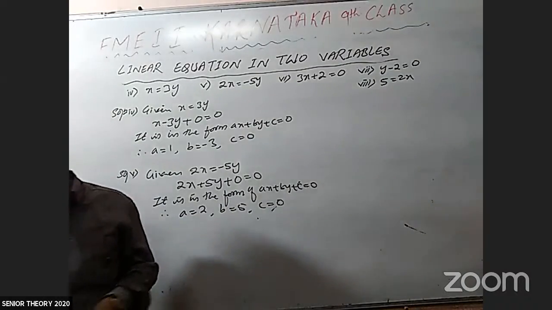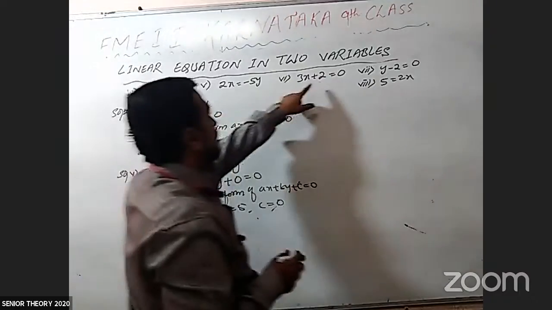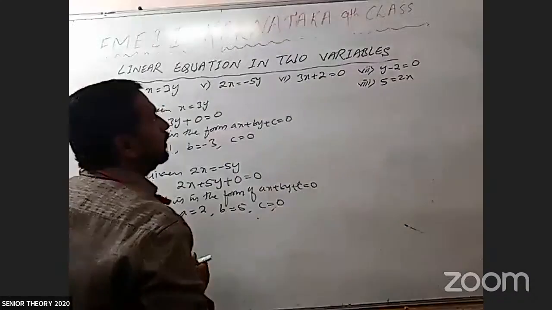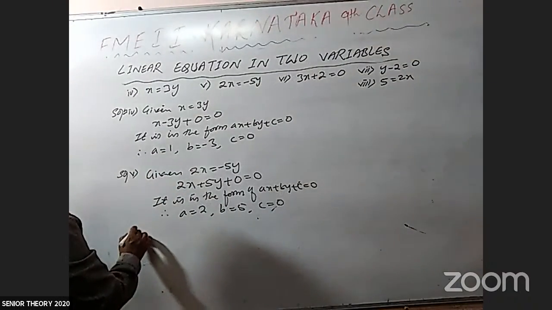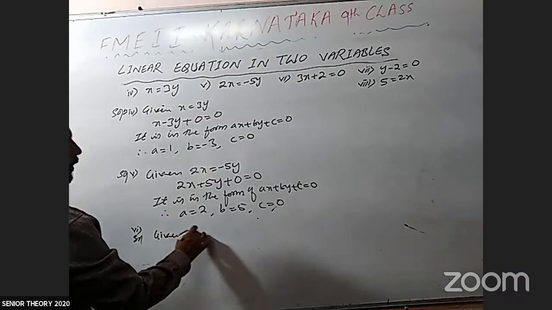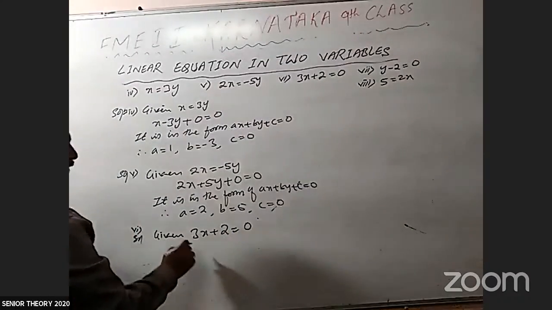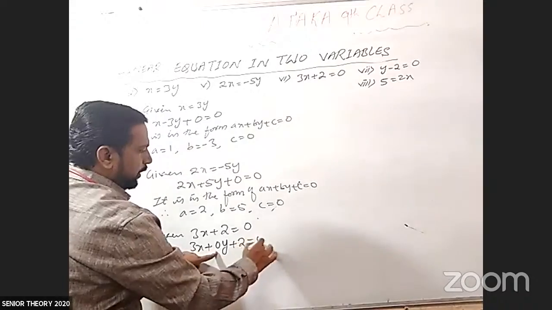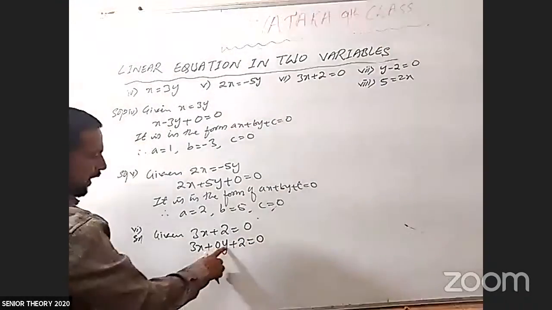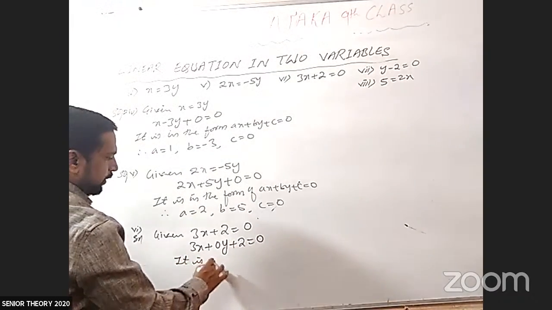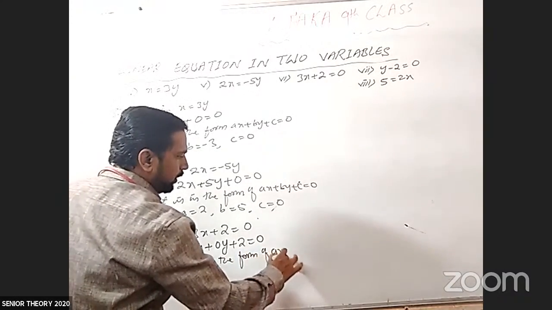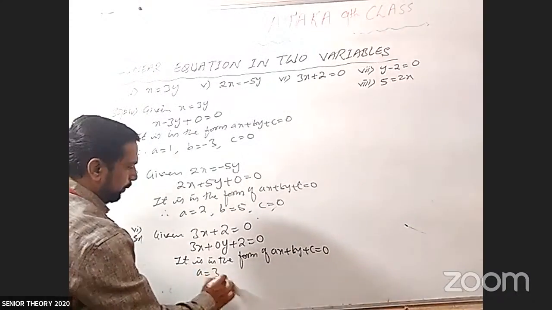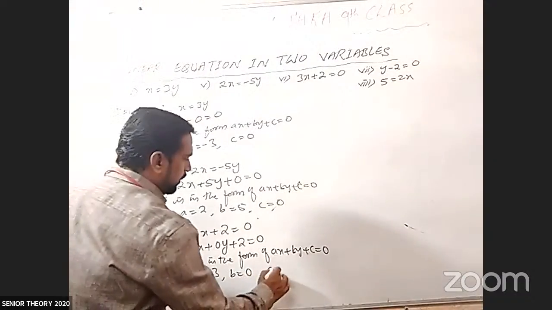Next one. In question number 6, here only one variable is given, so we will take another variable along with 0 as a coefficient. Given equation is 3x plus 2 equal to 0. Here only one variable is given, so we will take another variable y with 0, and plus 2 is as it is. Now it is in the form of ax plus by plus c equal to 0. So the value of a is 3, and in place of b 0 is there, and value of c is 2.